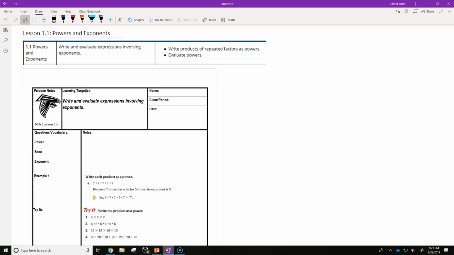Now, it's been proven that when we tell you guys what you're working on, you do better. But when I look at that and I say, hey, you will say, I will write and evaluate expressions involving exponents. Who knows what that really means? Few people. Some of us look at it and we're like, evaluate expressions and exponents. Like, some of us might be like, I don't know what that is.